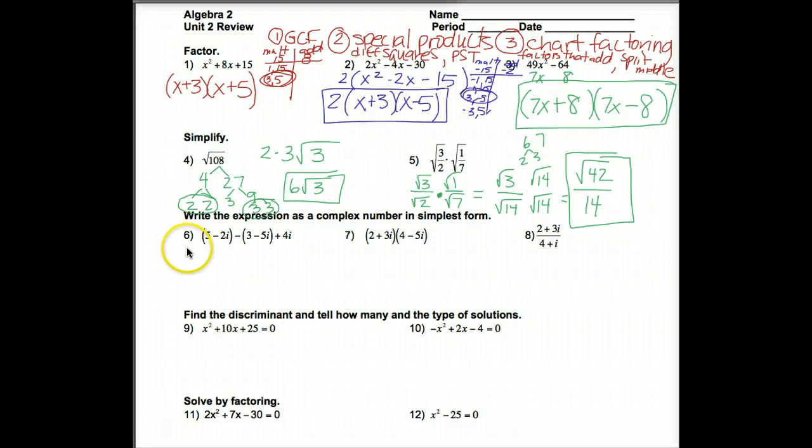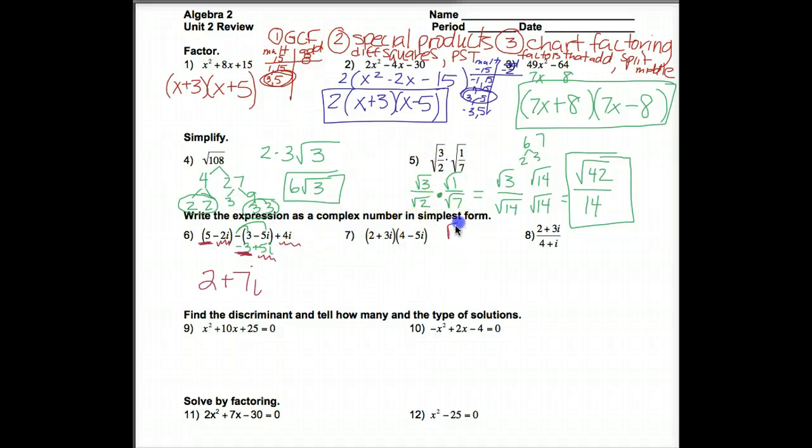All right, number 6. Please do not try to multiply here. This is subtraction and addition. So the first thing I need to do is distribute this negative. So make that a minus 3 plus 5i. And then from that point on, it's just combining like terms. So I've got 5 minus 3, which is 2. Then I've got negative 2i plus 5i plus 4i. So negative 2 plus 5 is 3. Plus 4 is 7, so plus 7i, so 2 plus 7i.